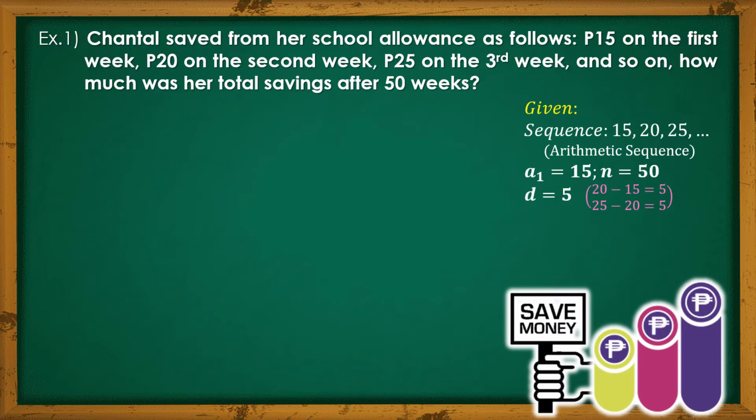So since arithmetic sequence siya, therefore meron siyang common difference. Saan galing yung 5? Very good. From the difference between two successive terms. 20 minus 15 is 5. 25 minus 20 is 5. Now, what is being asked? That will be the total savings after 50 weeks. Therefore, we need the sum of the terms, or S sub n, or S sub 50 in particular. Let's look at the solution.